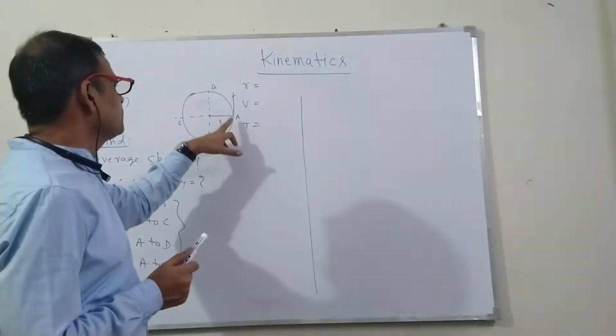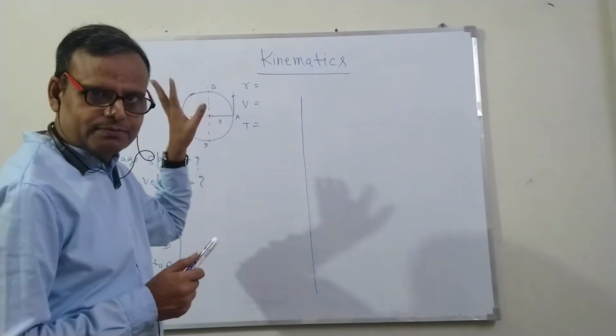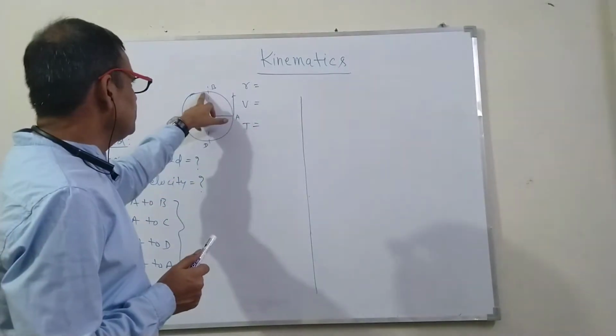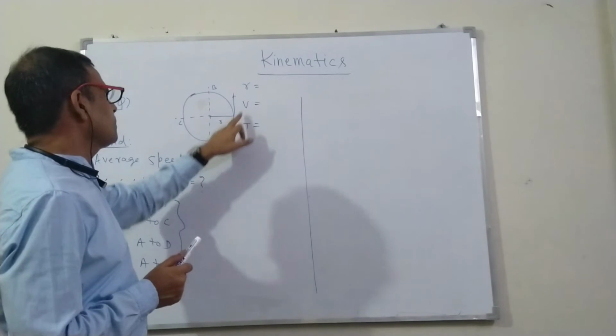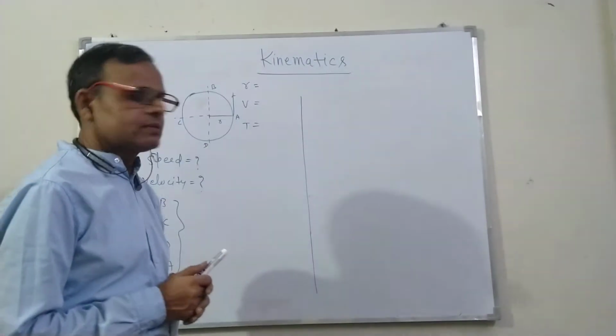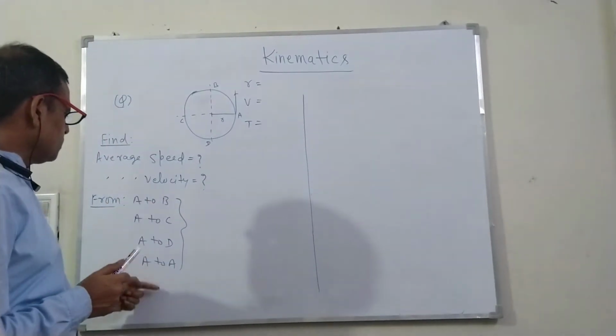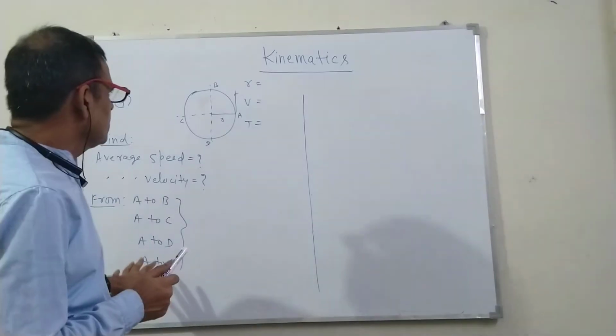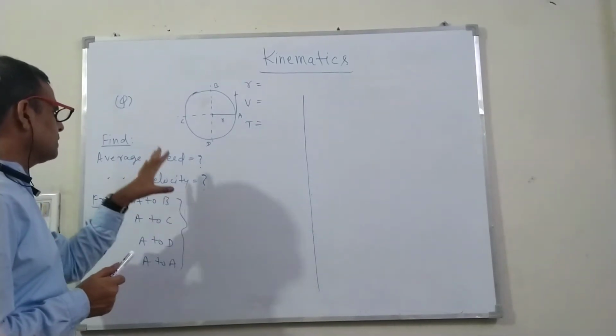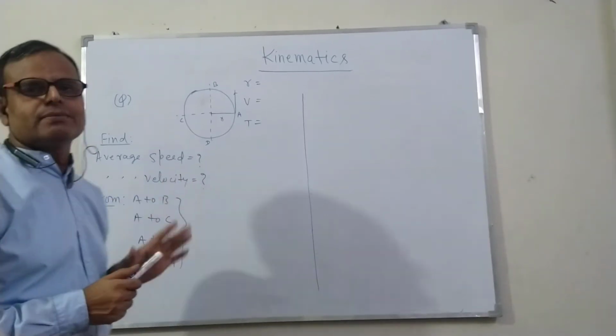Average speed and velocity are different from point to point: from A to B, from A to C, from A to D, and from A to A. There are four points where we have to find the average speed and average velocity.